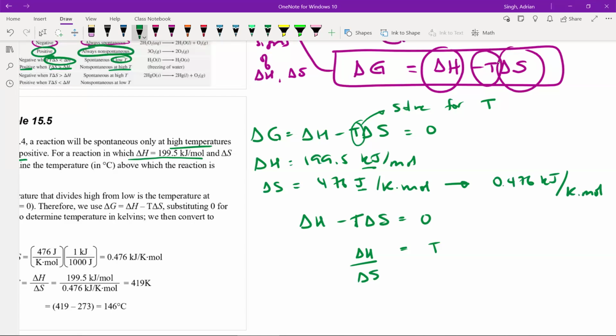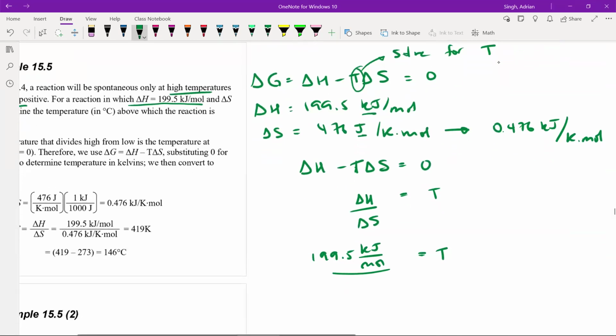Okay, and then we stick it into our equation down here. So the temperature then would be equal to delta H, so 199.5 kilojoules per mole over 0.476 kilojoules per Kelvin mole. Kilojoules cancel, moles cancel. We have 1 over Kelvin. So that gives Kelvin as our temperature, which is 419.